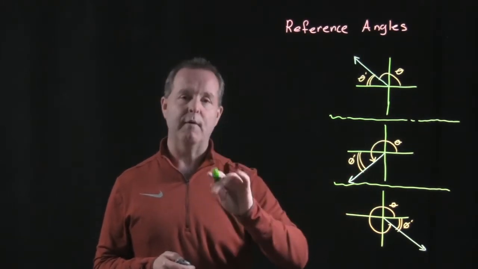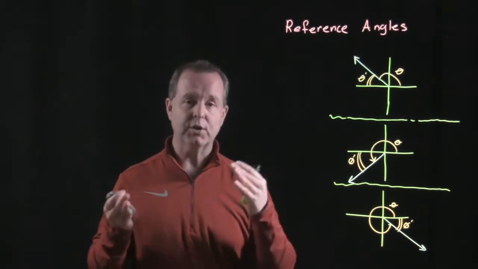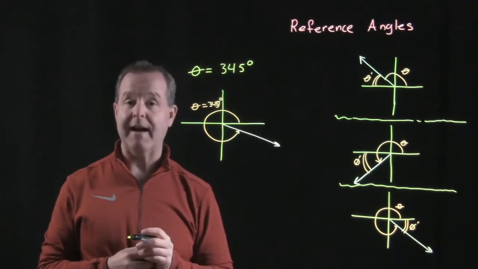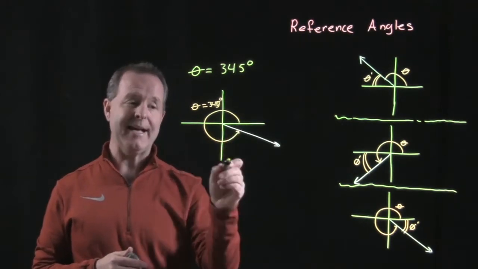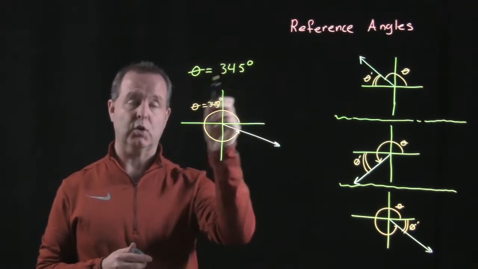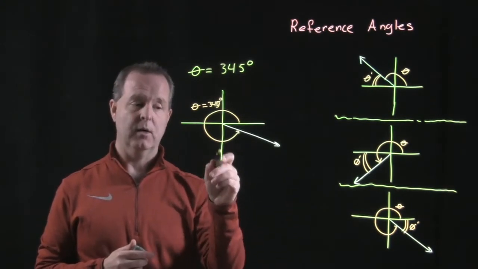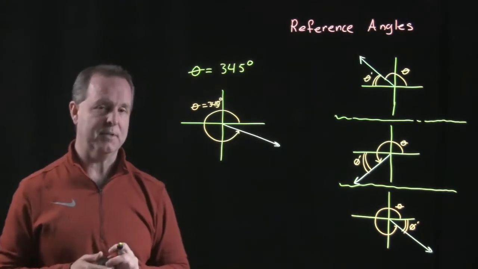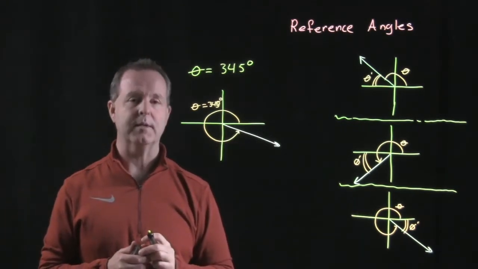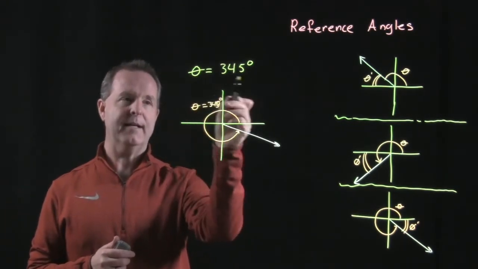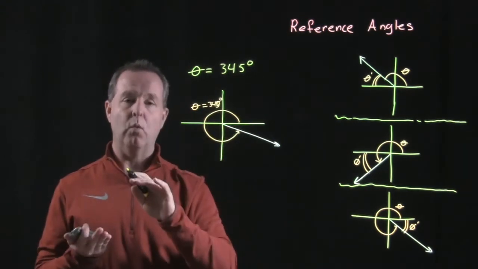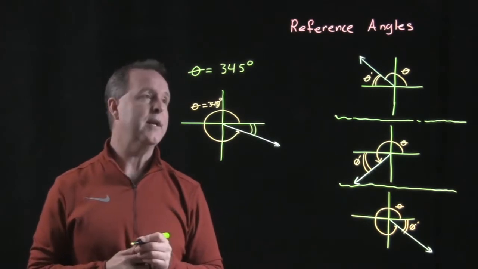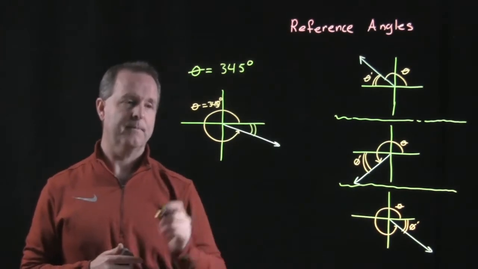So let's look at an example of how we can take an angle and determine its reference angle. If I have an angle that's swept out 345 degrees, I know that it's in the fourth quadrant because it's greater than 270 degrees, which is right along the y-axis, and it's less than 360 degrees, which puts us back to ground zero. So my angle, my theta, swept out 345 degrees. What I want to discover is what is this angle right there? What is its reference angle?